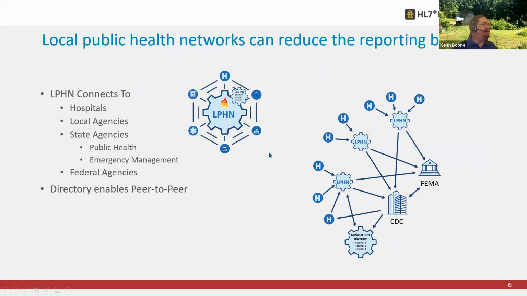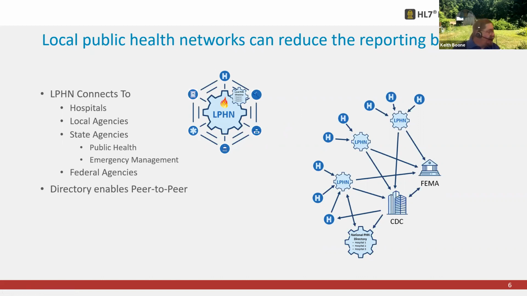The next step is that within the local public health network, that local public health network can then take on the responsibility for reporting to local public health agencies, state agencies, and federal agencies so that hospitals don't have to take on the burden of collecting data and reporting data multiple times to multiple different agencies in multiple formats. Instead, that's taken on by organizations who are doing the same thing for multiple hospitals.